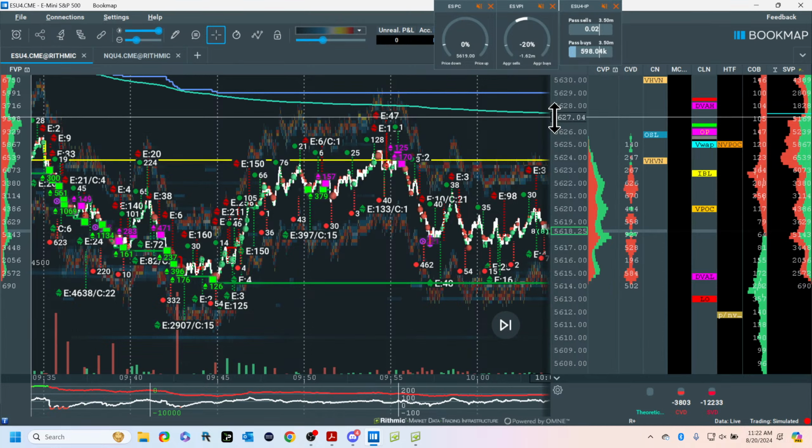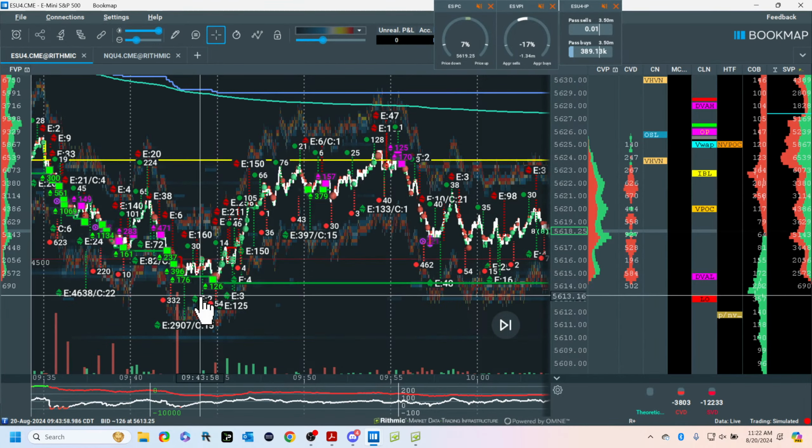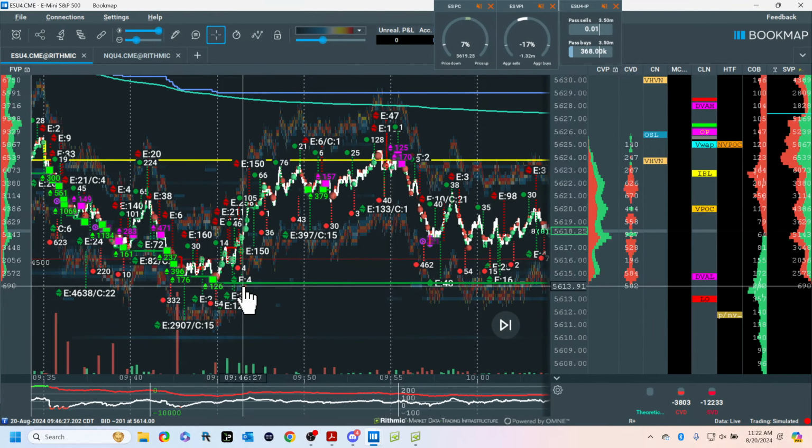That's over a 20-point trade. How many of those do you need per day? Not including scales. And then the short coming all the way back around. How many of those do you need?